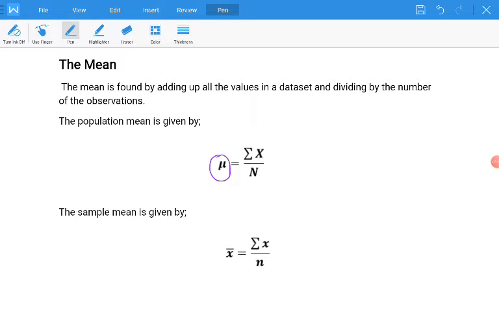And the sample mean is given by x bar. So this sign is called summation. It means that all the values of x are being added up, and n here stands for the number of observations. So n in statistics, the small letter n usually denotes the sample size, and the big letter N usually denotes the population size.